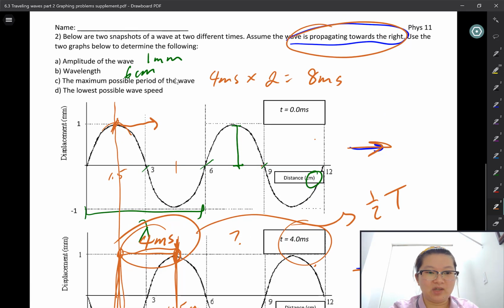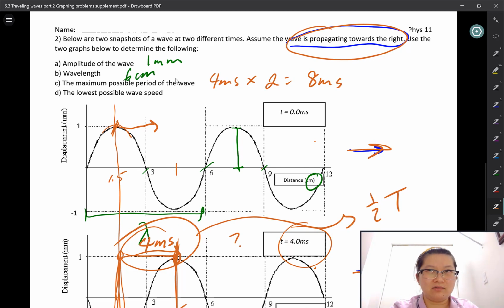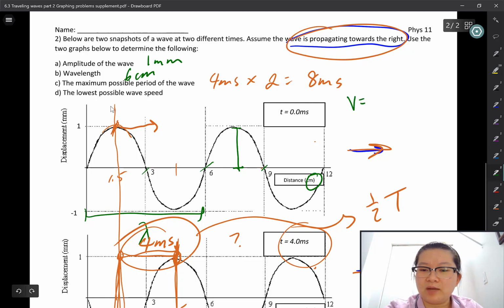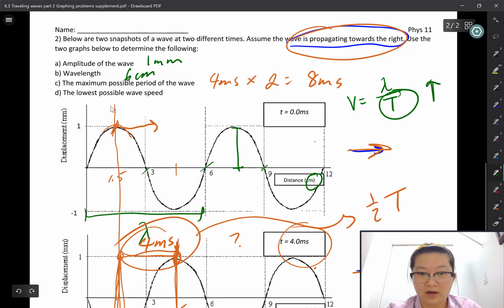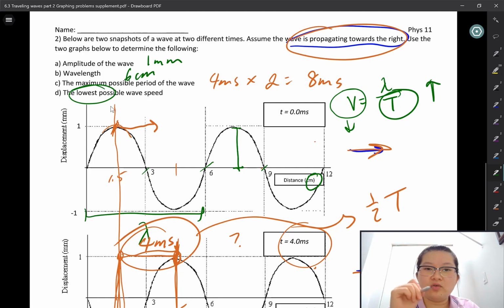Next question is D, the lowest possible wave speed. So you're thinking, wait, one's asking for maximum period, one's asking for lowest wave speed. What is going on? If you take a look at the wave equation, I'm actually going to use wavelength over period instead. Now, if you want to maximize the period, meaning this number is going to be very large, that's going to make this number over here very small. And that's what we want: the lowest possible wave speed. The only way to get the lowest wave speed is to find the maximum period of the wave.